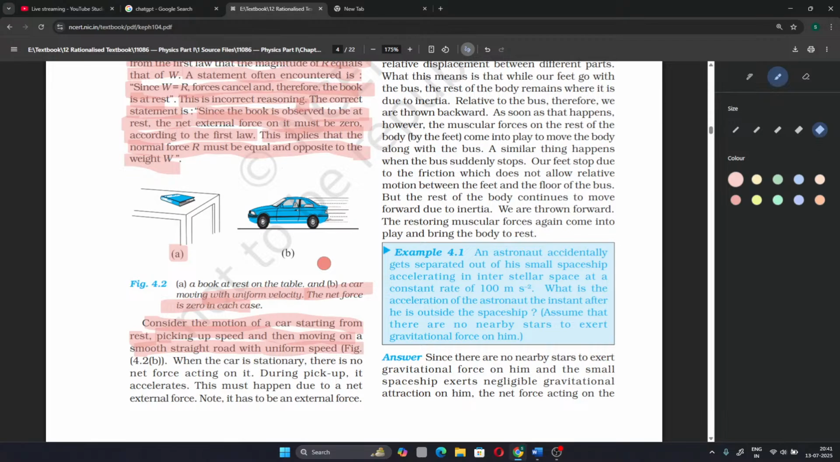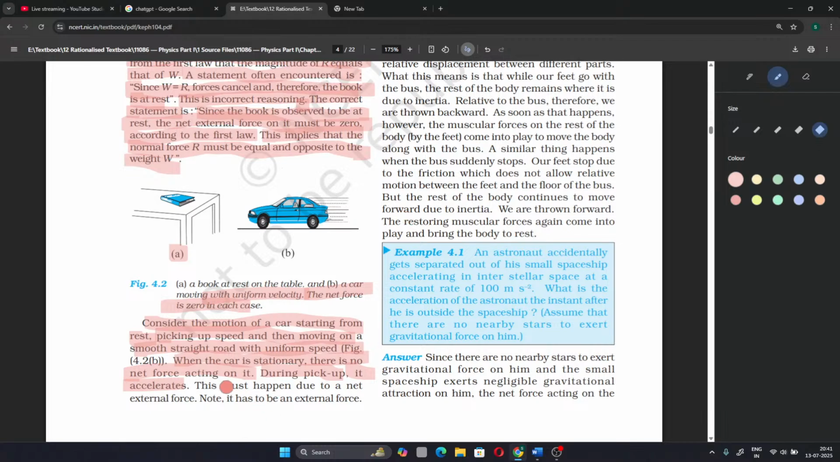They are giving us the conditions here, that it is a frictionless surface and it's a translational motion, which is straight line motion. When the car is stationary, there is no net force acting on it. During pickup, from zero velocity to its final velocity v, during this pickup of speed, it accelerates.